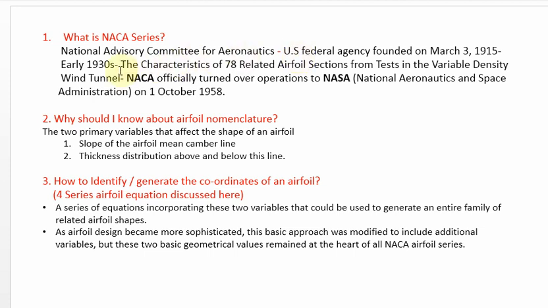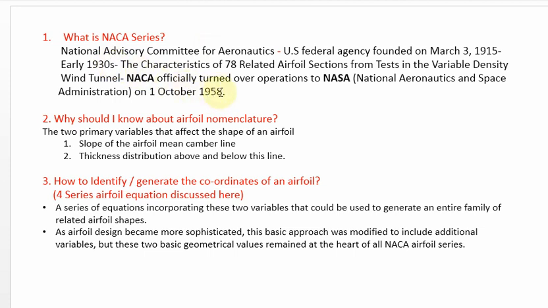In the early 1930s, they produced one very famous report. The name of the report is "The Characteristics of 78 Related Airfoil Sections from Tests in the Variable-Density Wind Tunnel." These tests gave the relation between the aerofoils. That is why they started numbering the aerofoils. This was the initial stage in developing the aerofoil numbering systems, which began in the early 1930s.